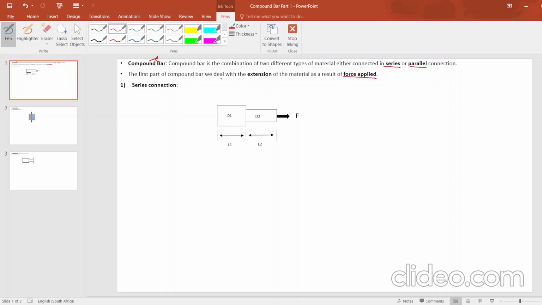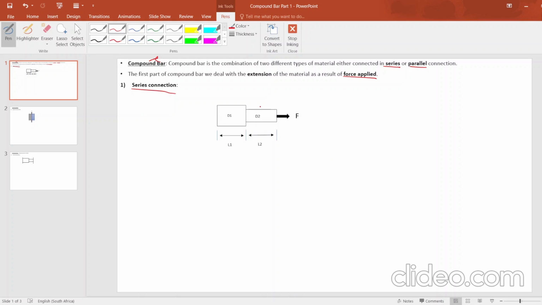The first part of compound bar, we deal with the extension of the material as a result of force applied. Meaning we are dealing with the change in length as a result of the force applied. Now, let us look at the first connection here. We are looking at the series connection.